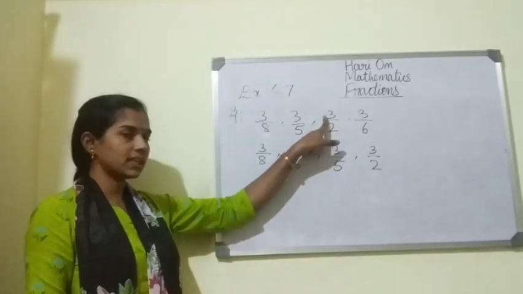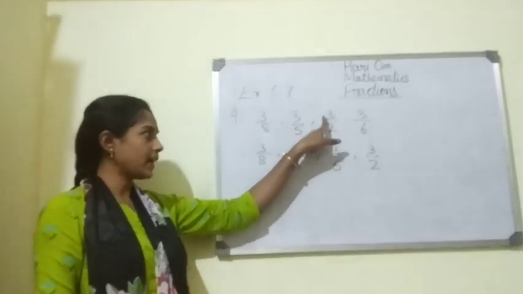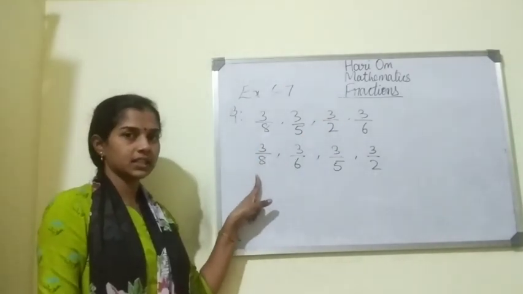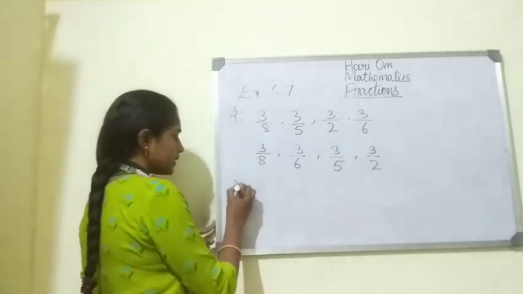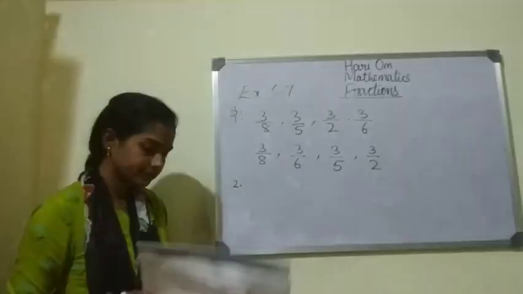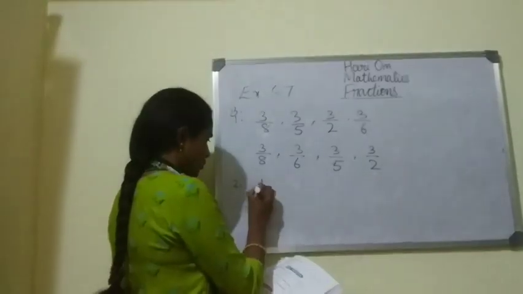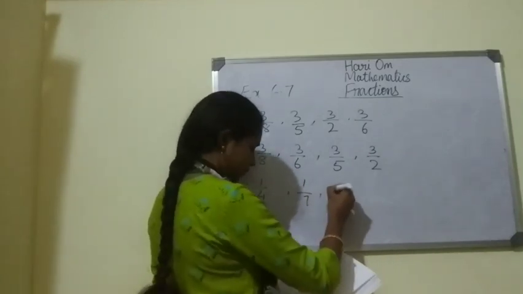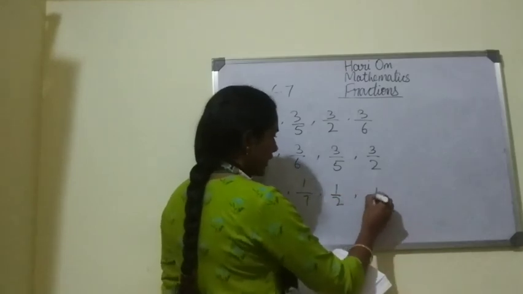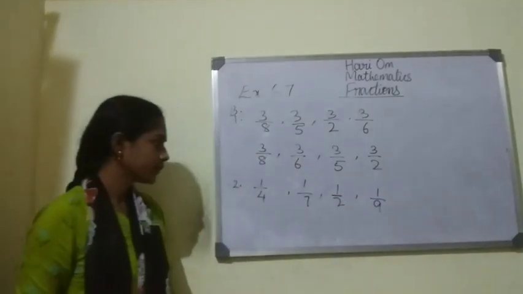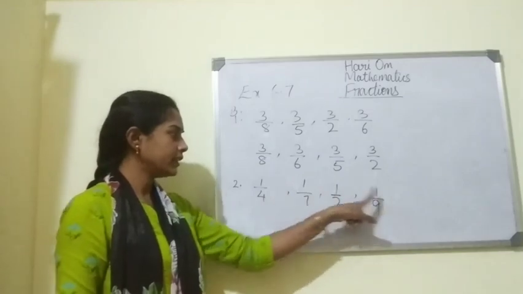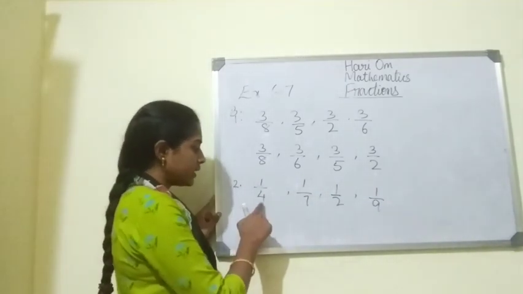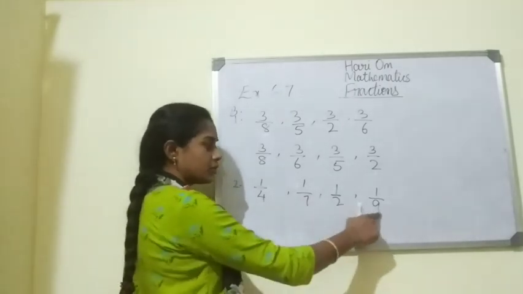Understood, children? If we have the same number on the numerator, greater number is the smallest fraction. Okay. Second one, 1 by 4, 1 by 7, 1 by 2 and 1 by 9. Okay, so we have 1 in the numerator. In all the fractions we have 1 as the numerator, and denominator we have 4, 7, 2 and 9.